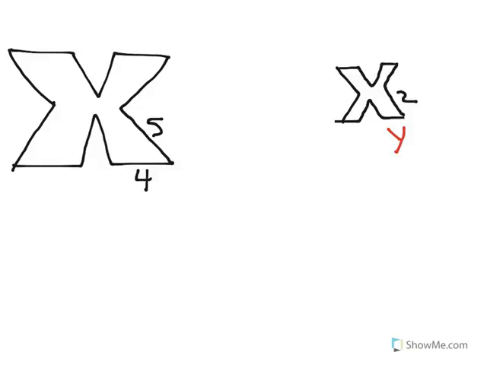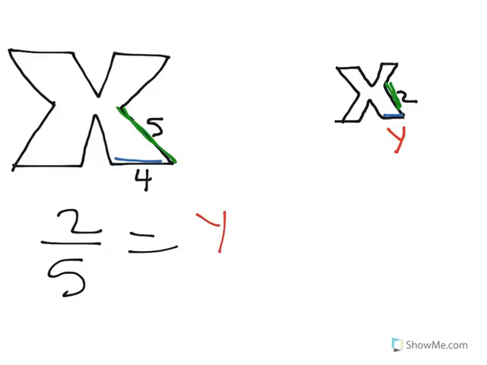Alright, so this is how we are going to do this proportion. Those two sides are corresponding sides, and these two sides are corresponding sides. So this is how we would set up our proportion. We said that 2 is to 5 as y is to 4.